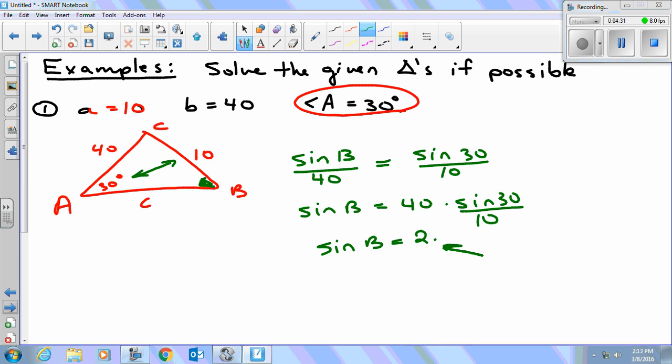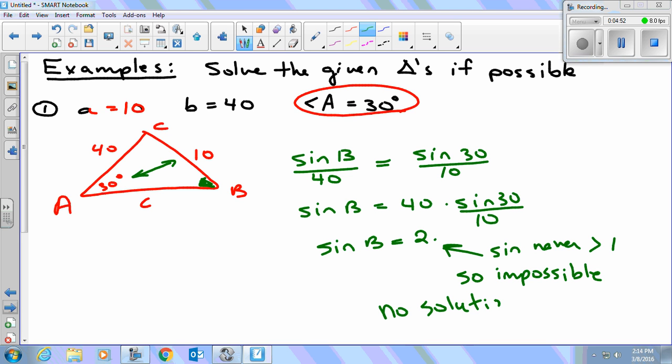If you do the inverse sine on this to find the angle, you'll get an error message because sine is never greater than 1. Okay, so this is impossible, and so this is an impossible triangle. That means that if I had a side 10 and a side 40 and an angle 30 in this configuration, I would not be able to actually draw a triangle.